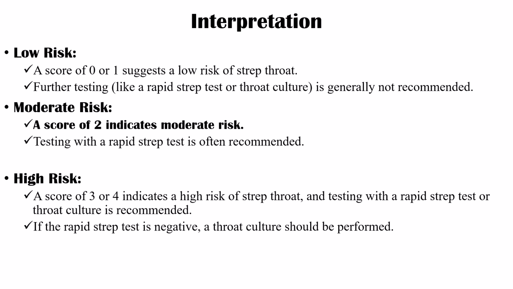A score of 2 indicates moderate risk. Testing with a rapid strep test is often recommended. High risk, or a score of 3 or 4, indicates high risk of strep throat, and testing with rapid strep test or culture is recommended. If the rapid test is negative, a throat culture should be performed.